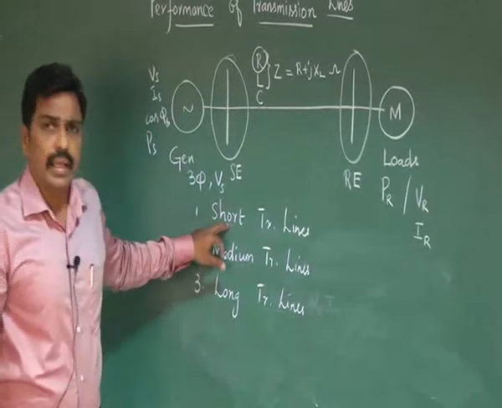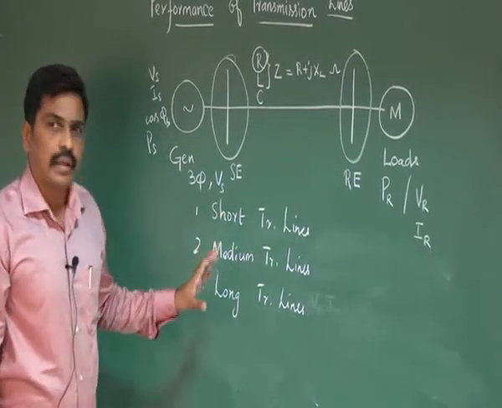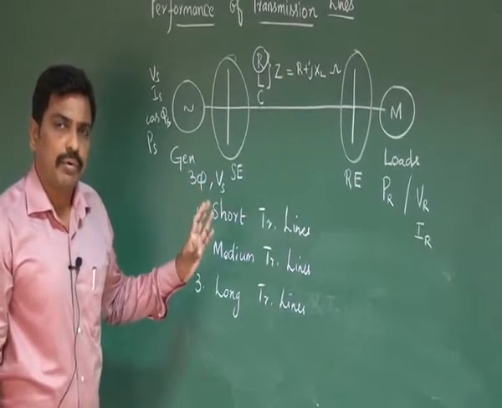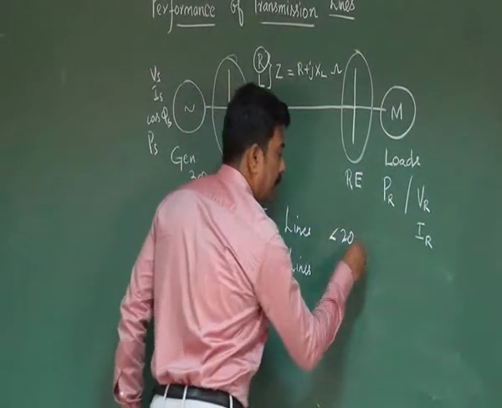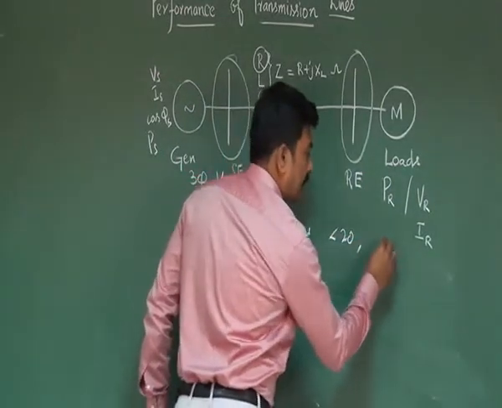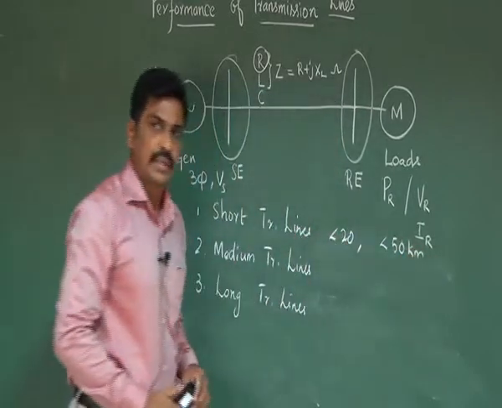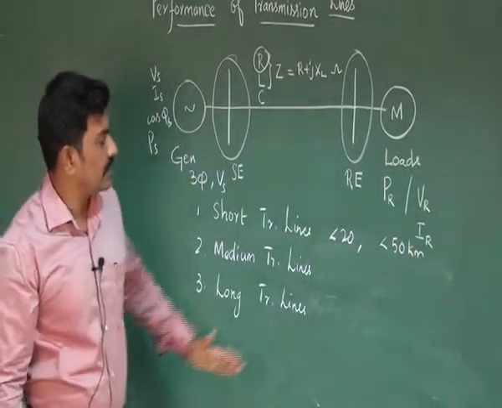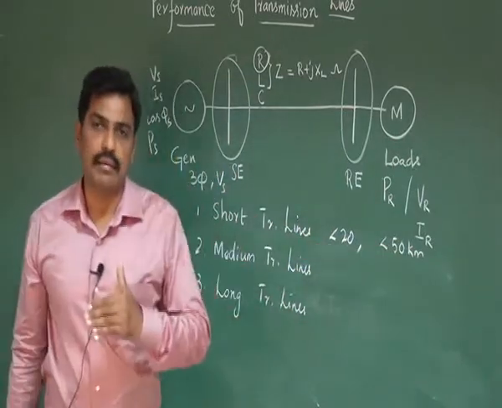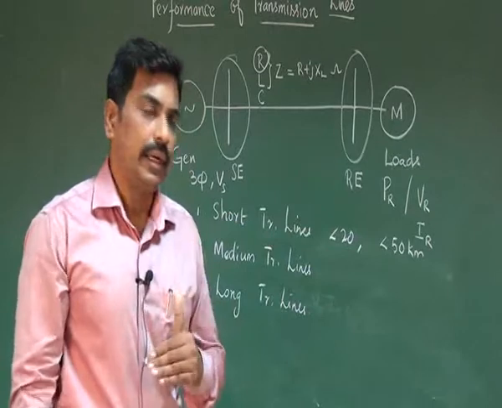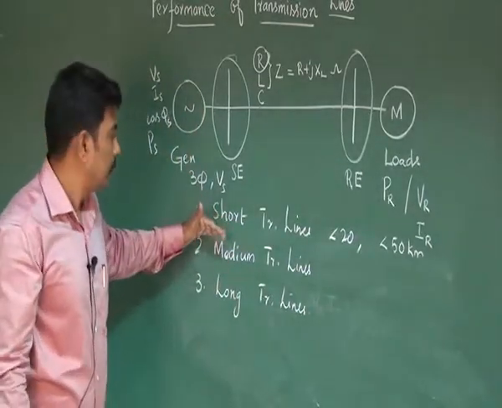Short transmission lines: we classify these lines when the operating level of voltage is less than 20 kV and the length is less than 50 kilometers. That is, if the length of the transmission line is less than 50 kilometers and it is operating at less than 20 kV, that transmission line is a short transmission line.